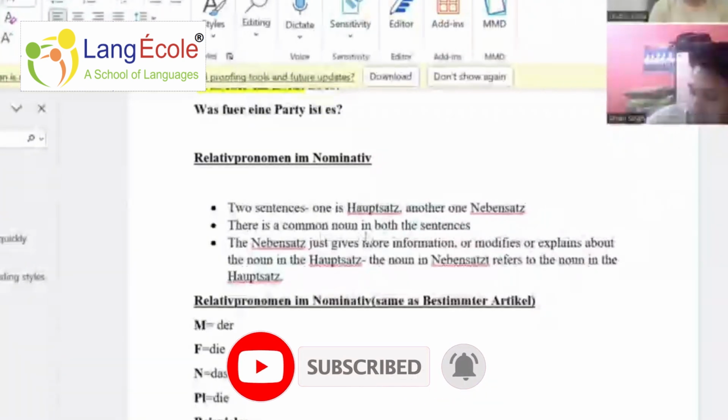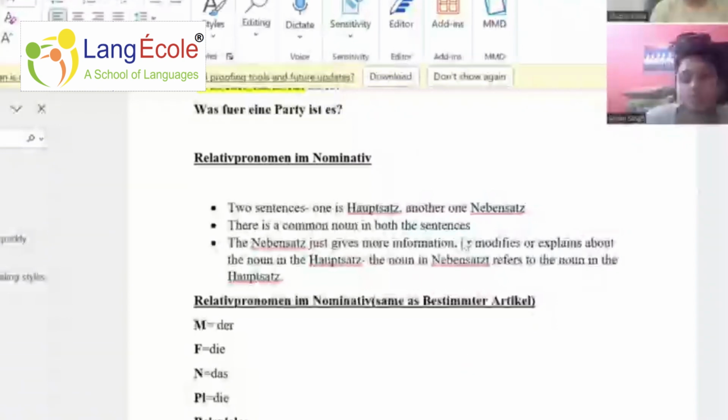There is a common noun in both the sentences. In both your Hauptsatz and your Nebensatz, you have a noun which is common, because that is the reason you are joining the sentences. How? She is a girl, that girl is beautiful. Or she is a girl, she is beautiful. Obviously, there is something common, and that is the reason we are joining these two sentences. The Nebensatz just gives more information or modifies or explains about the noun in the Hauptsatz.